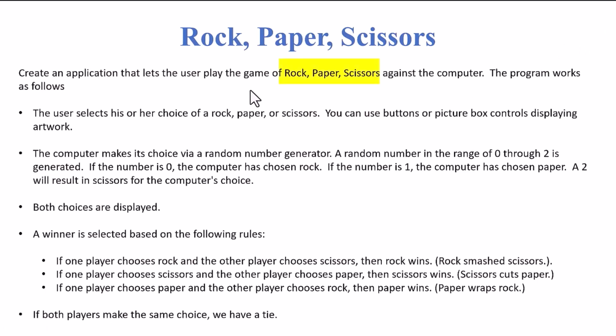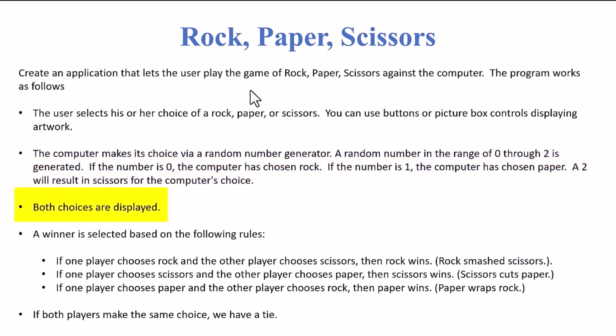The program works as follows. The user selects his or her choice of rock, paper, or scissors. You can use buttons or picture box controls, displaying the artwork. The computer makes its choice via a random number generator. A random number in the range of 0 through 2 is generated. If the number is 0, the computer has chosen a rock. If it's a number 1, the computer has chosen a paper. And if it's a 2, the result will be a scissors as the computer's choice.